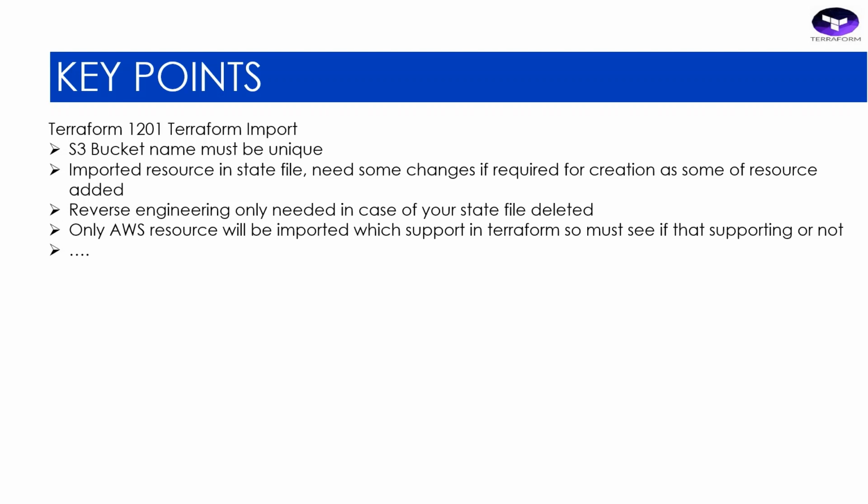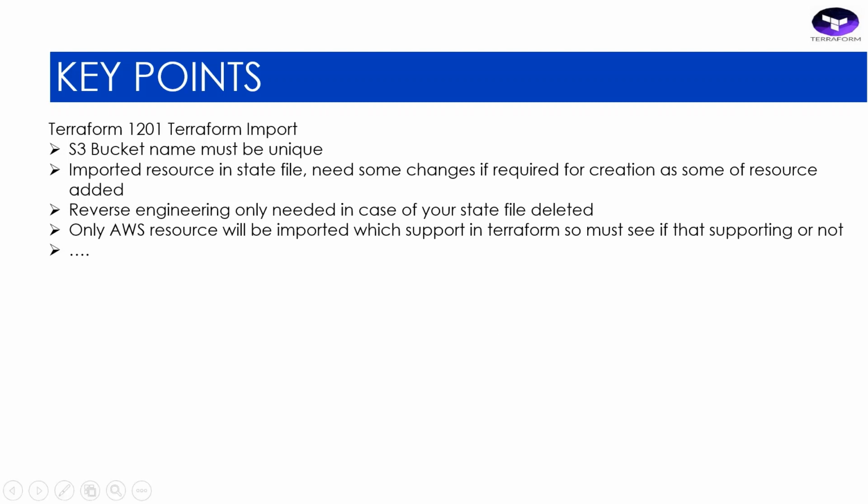Now the key points to remember: the S3 bucket name must be unique, and imported resources go into the state file. Some changes are needed if required to create the resource, especially for a few attributes like the state ID, and some attributes are generated at the time of creation. Reverse engineering is only needed if your state file is deleted, or if you want to understand which additional attributes are generated, whether optional or mandatory. In that case you'll understand it in some time.